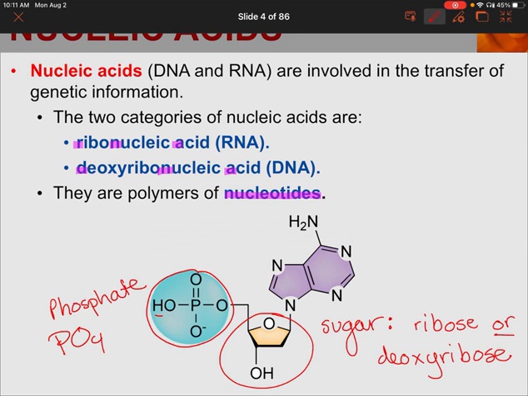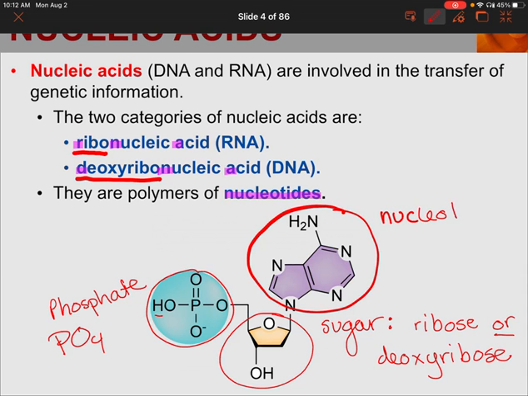So ribose is present in RNA, deoxyribose is present in DNA, hence the two different names there. But we'll look a little bit more at that structure in a second. And then finally, the last component is a nucleotide base. And remember, for DNA, we said that that was either adenine, cytosine, guanine, or thymine. I think I said all four. We'll talk about those too.